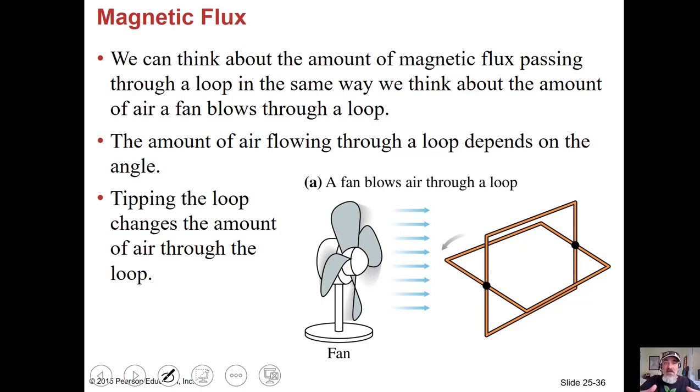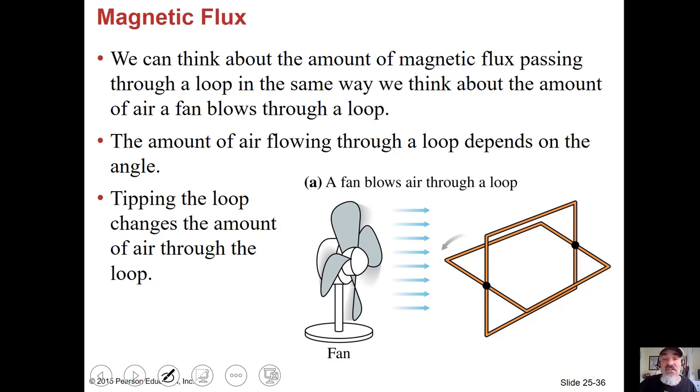Now, if the bucket's at some kind of angle, you don't collect all of it, so the magnetic flux would not be as great. If you've got the bucket completely with the opening not able to collect any rain, you're not collecting any of the amount, so the magnetic flux there would be 0. So it's a maximum when you're collecting all of the water. It's a minimum when you're collecting none of it.